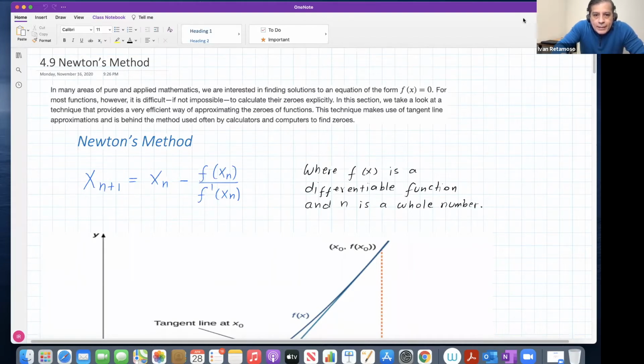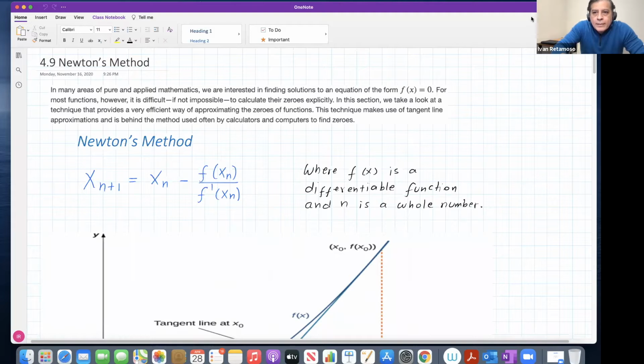Okay, so I was saying that Newton's method is a nice application of derivatives, and it's basically this algorithm, what you see here. And it's based on the following idea.